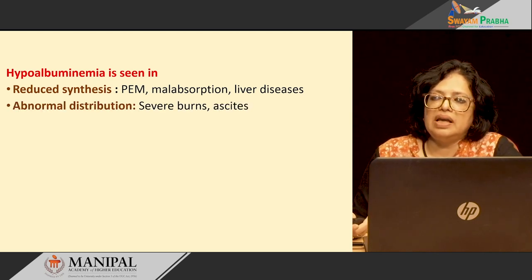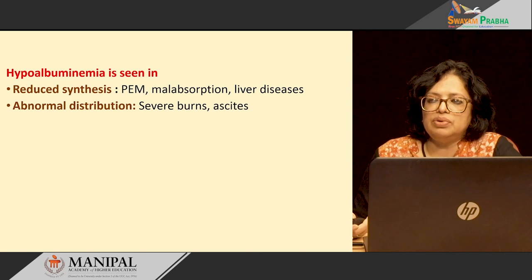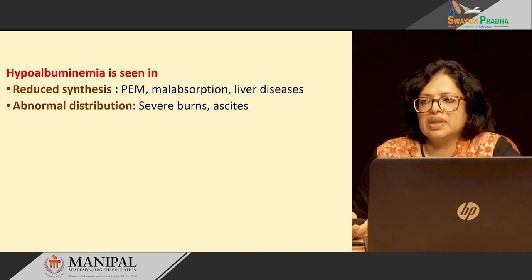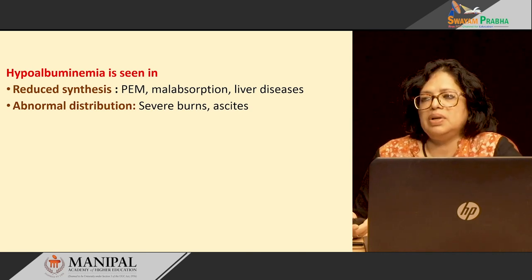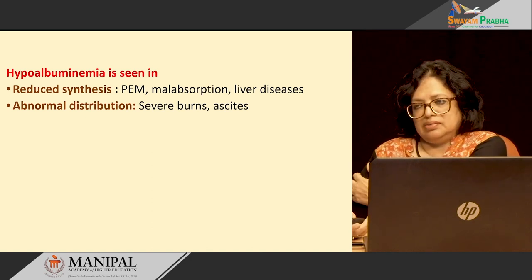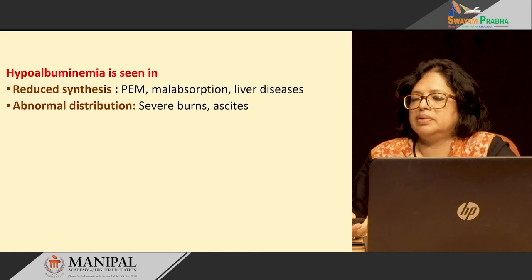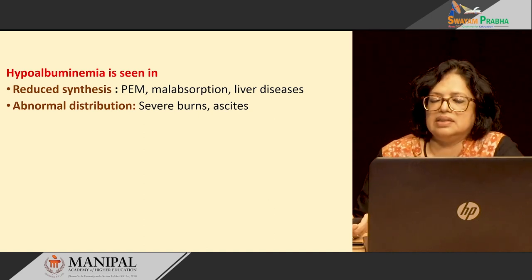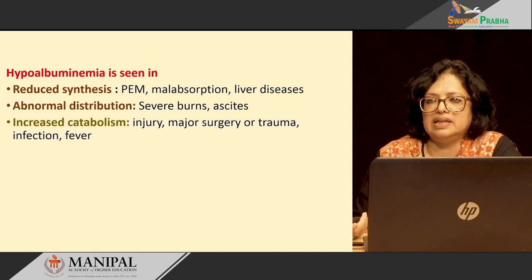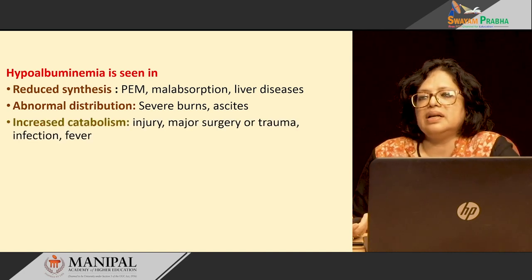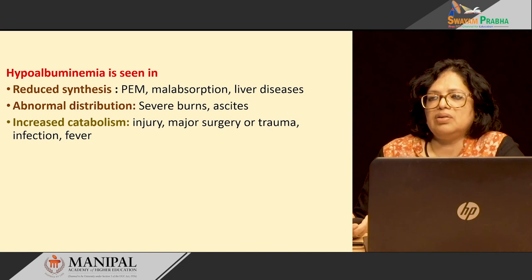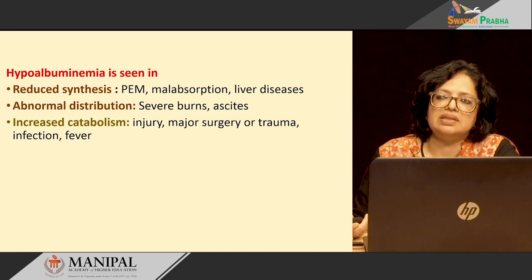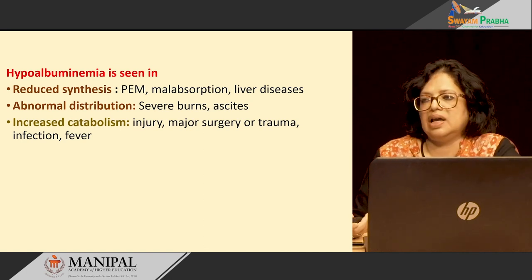Abnormal distribution, like you see in severe burns where the fluid part of blood is lost. Ascites, where there is accumulation of fluid between the membranes that are covering the lungs, for example, and the lungs. This could be one site of ascites. Increased catabolism of albumin can occur during injury, major surgery or trauma, infection and fever.